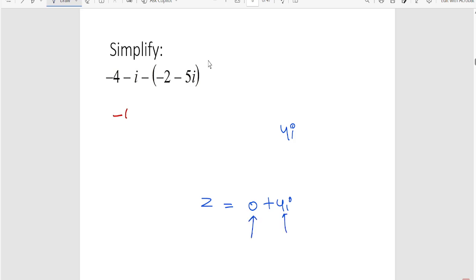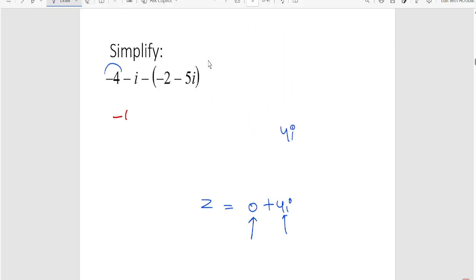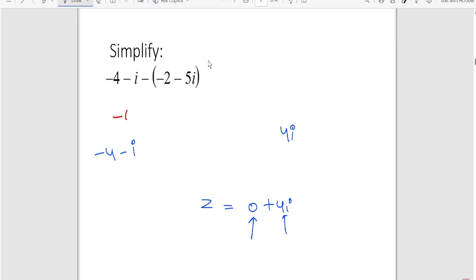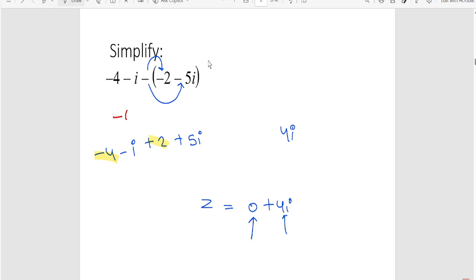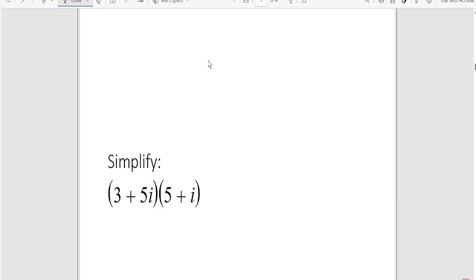Okay, again in this question, we solve real part with real part. First of all, we need to open this parenthesis. So -4, -i. To open it, we multiply these two. Negative negative will become positive 2. Then negative negative will become positive 5i, right? Now basically -4 and positive 2 will become -2, right? And -i plus 5i will become 4i, right? 5 minus 1, 4. So this is my simplified complex number.